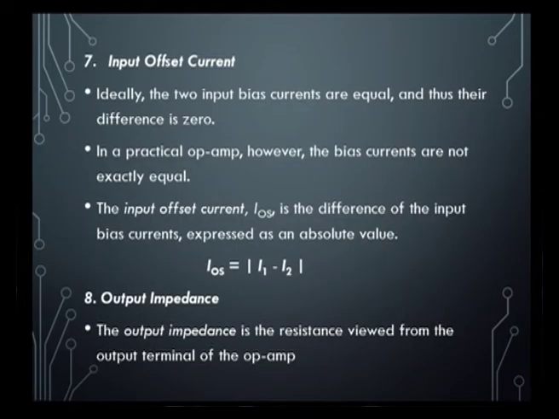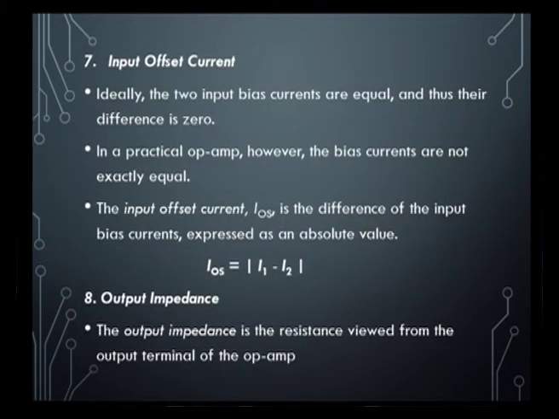But it can't be achieved practically. However, the bias currents are not exactly equal in the practical case. The input offset current is the difference of the input bias currents, and it is represented like this. The input offset current will be I1 minus I2.